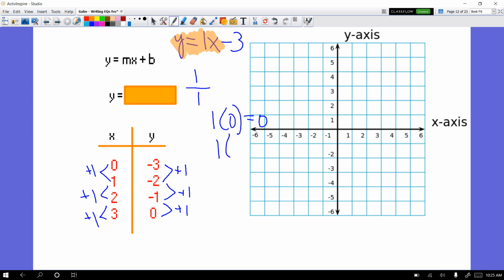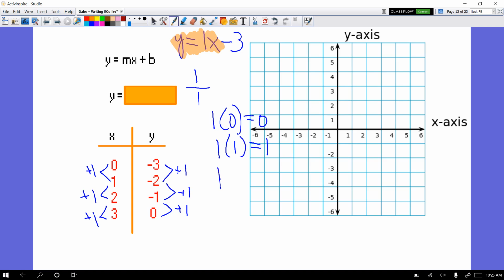We have 1 times another x value of 1. That equals 1. When we input 1, it said we should have a y value of 1, but it says negative 2. How do you go from 1 to negative 2? Minus 3. Cool, it works.